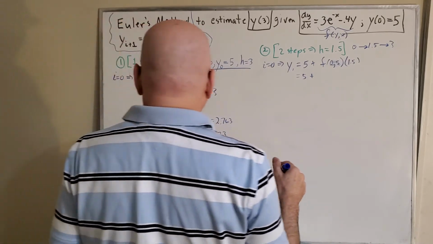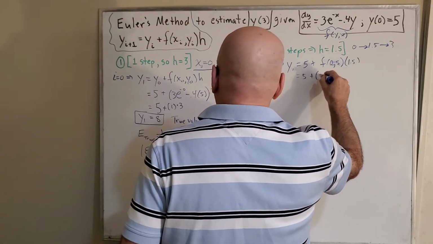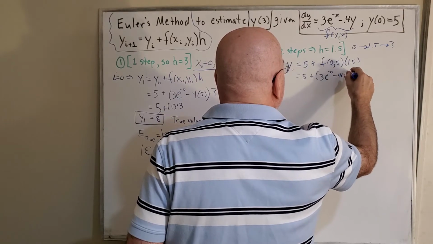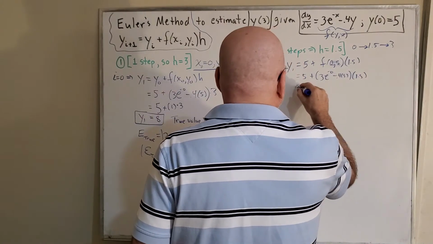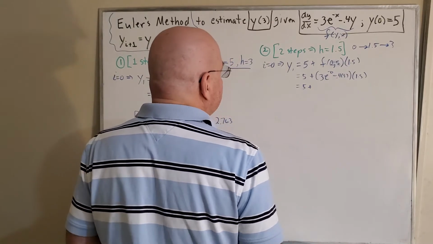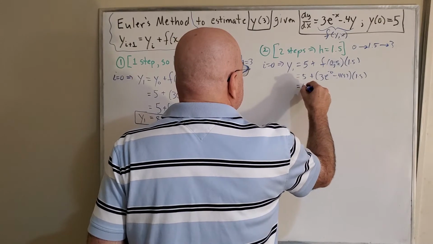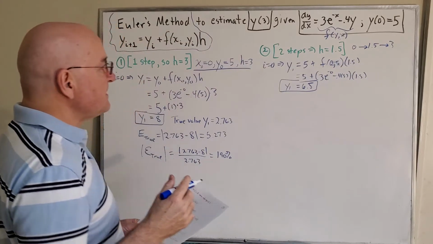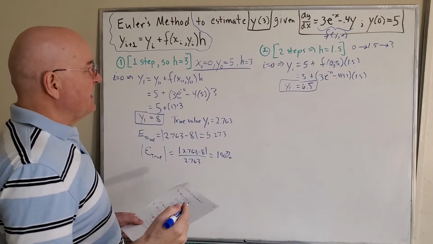And that's going to be exactly the same as last time. This number right here, I'll go ahead and write it again: 3e to the negative 0 minus 0.4 times 5. That whole thing in parentheses is just 1, but this time it's times 1.5. And we get 5 plus 1.5, which is 6.5. So that's not our estimate at time 3. That's halfway there. That's our estimate at the time of 1.5.